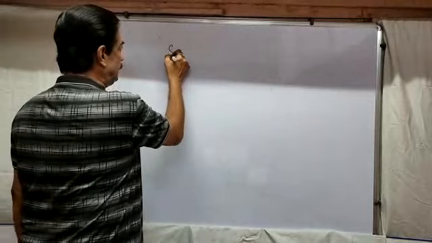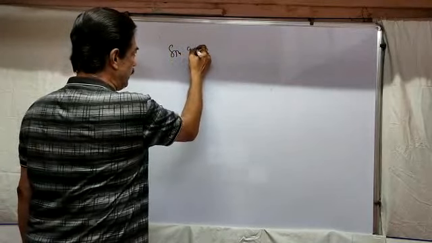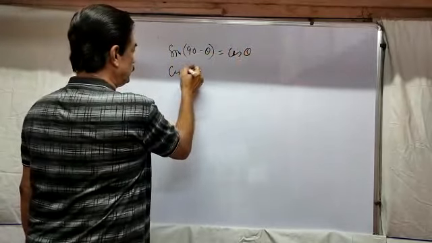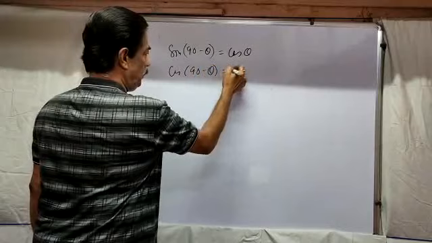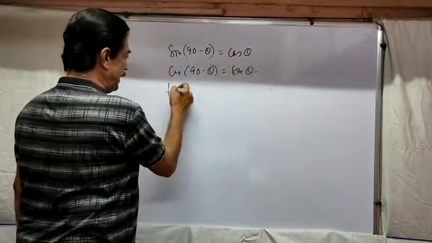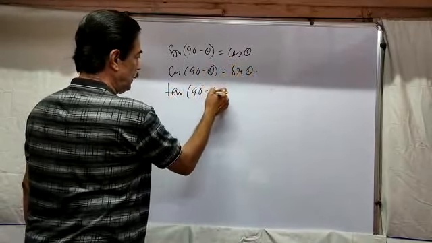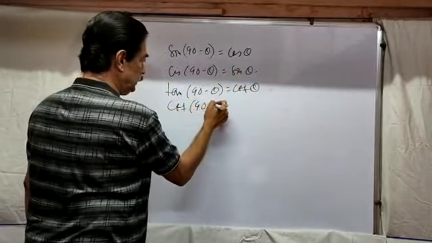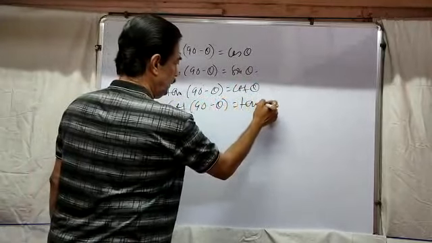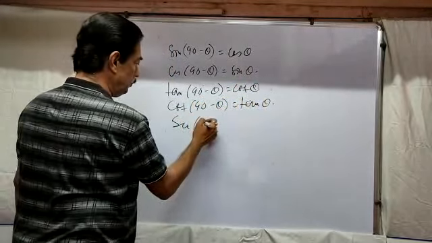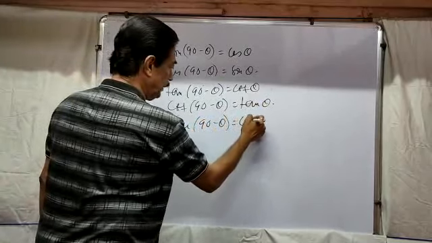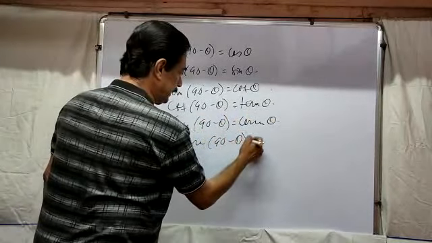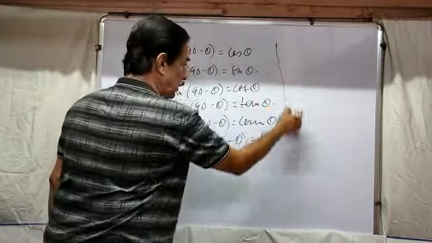Next, some important formulas. Sine 90 degree minus theta, result is cos theta. Similarly, cos 90 degree minus theta will be equal to sin theta. Tan 90 degree minus theta equal to cot theta. Now cot 90 degree minus theta equal to tan theta. Similarly, sec 90 degree minus theta equal to cosec theta, and cosec 90 degree minus theta equal to sec theta. First of all, you have to recapitulate all the formulas.